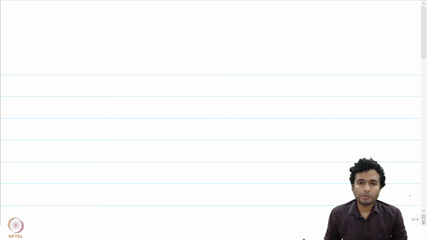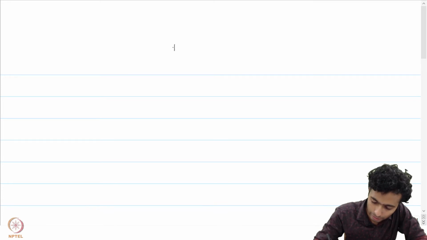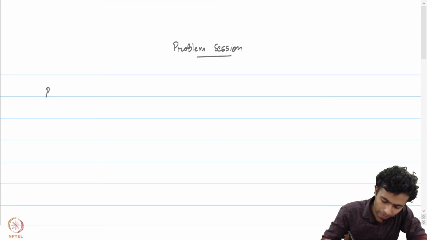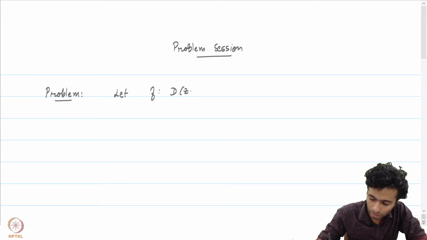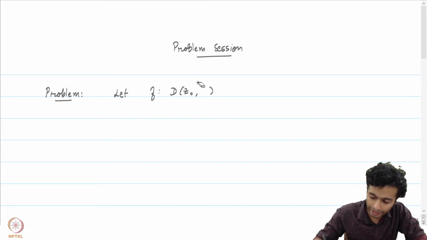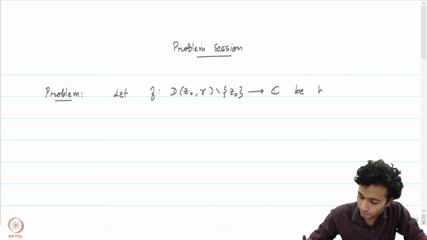Let's now solve a few problems on the singularities of a holomorphic function. The first problem is on removable singularities. So let me note the problem down for you. Let f be a function which is holomorphic on a punctured neighborhood of a point z0, so basically removing the point z0, let it be holomorphic there.